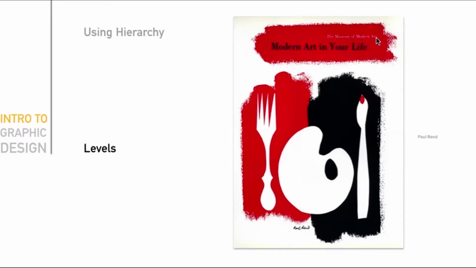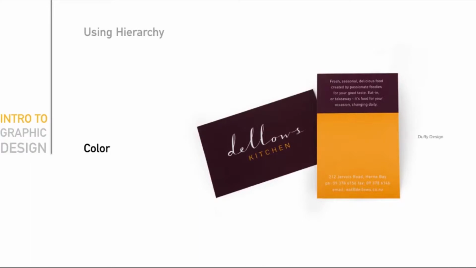This is the third read. One of the ways we create hierarchy is through color. This is a business card, and it's front and back views, and we've got Delo's kitchen. And if you squint your eye, kitchen becomes secondary to the white against the black. The name of the restaurant stands out.